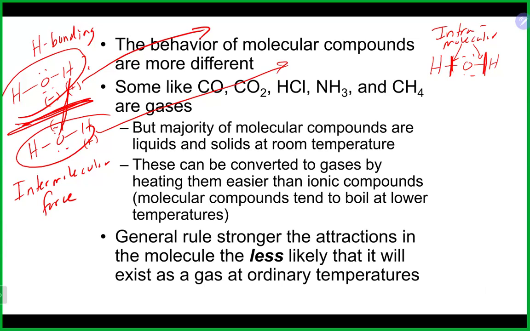And that's also why ionic compounds pretty much do not go into the gas phase, because that electrostatic attraction, that positive negative attraction, is one of the strongest forces you could have, and you're not going to be able to break it apart into the gas phase. So the general rule is the stronger the attraction between molecules, the less likely it will exist as a gas under ordinary conditions. That's why something like methane is a gas under normal conditions, because one methane molecule and another one are held together by a super weak force.